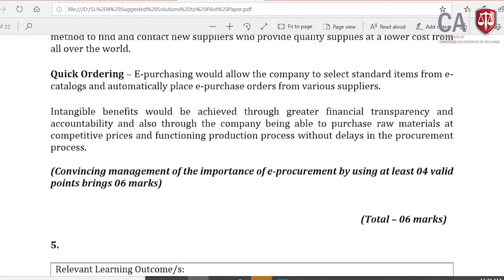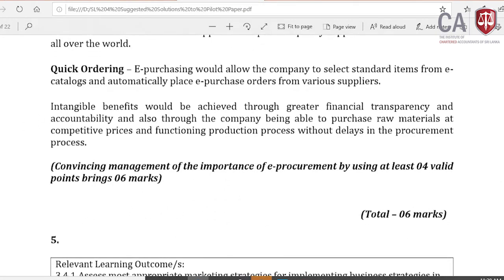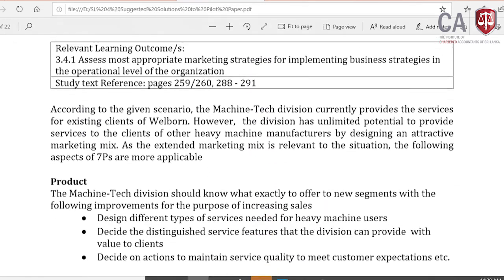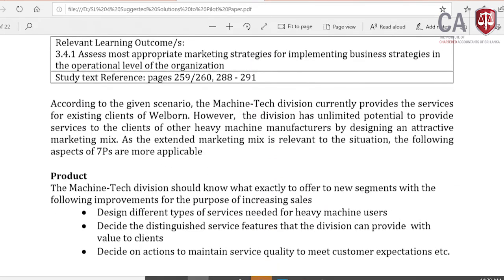So, we look at about the answer also. According to the given scenario, the machine tech division currently provides services for existing clients of Wellborn. However, the division has unlimited potential to provide services to the clients of other heavy machine manufacturers by designing an attractive marketing mix. As the extended marketing mix is relevant to the situation, the following aspects of the 7 P's are more applicable. Right, the 7 P's are applicable for them.